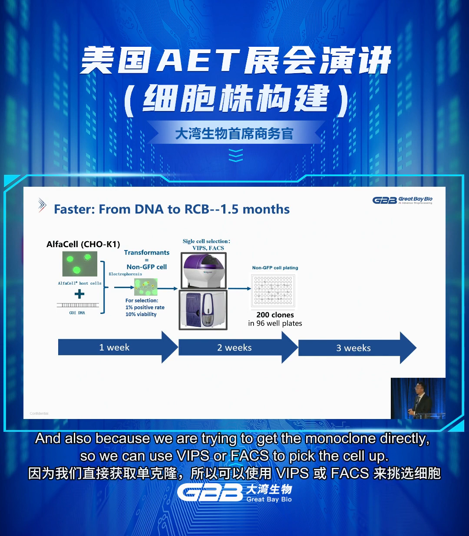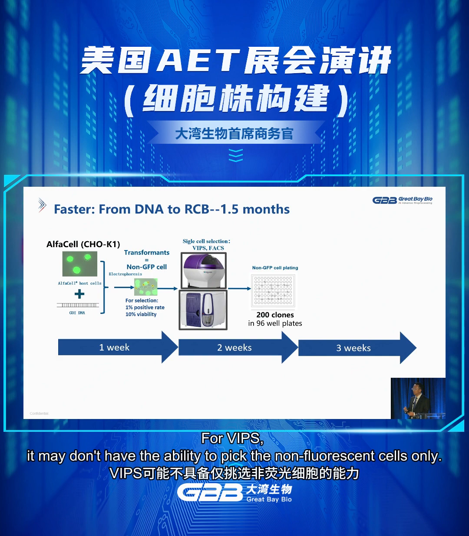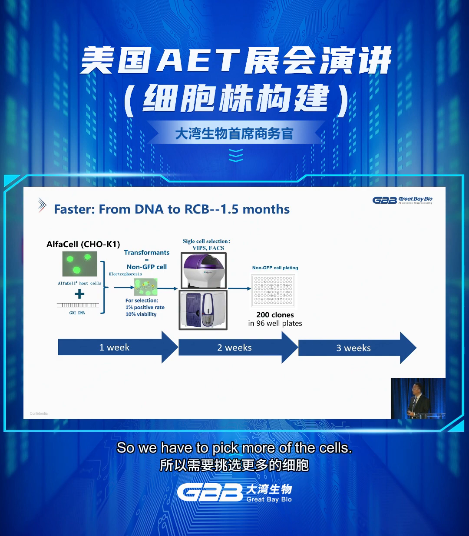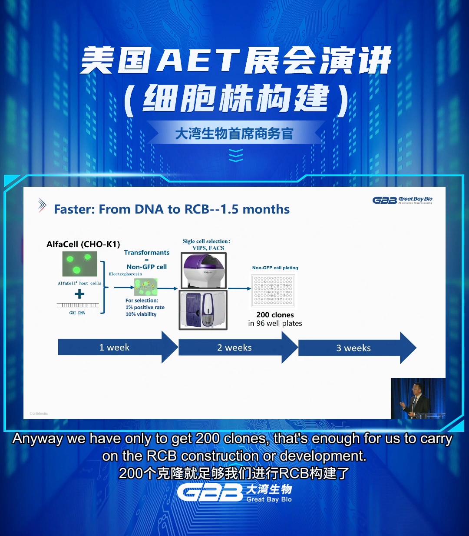Also, because we are trying to get the monoclone directly, we can use VIPs or FACS to pick the cells up. The difference is for the GFP. VIPs does not have the ability to pick only the non-fluorescent cells, so we have to pick more cells. With FACS, we can select the non-fluorescent cells, so maybe we need fewer plates. Anyway, we only have to get 200 clones. That's enough for us to carry on the RCB construction.